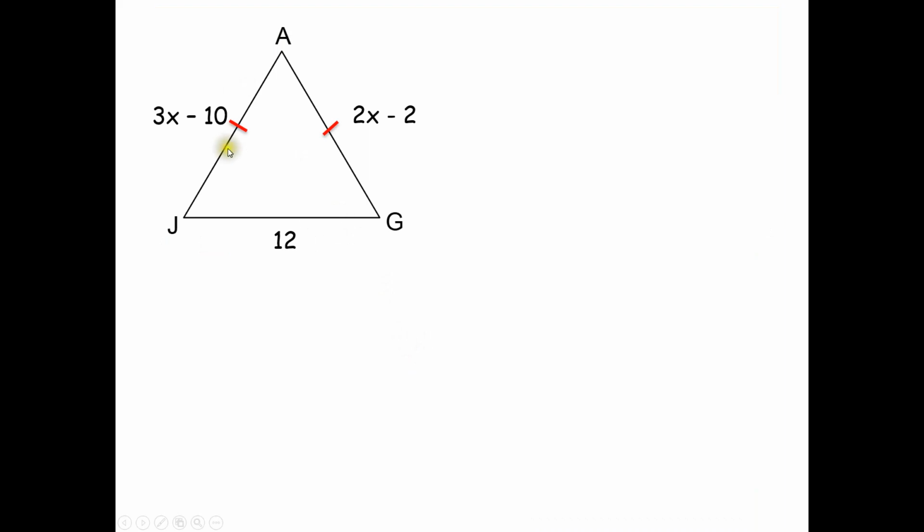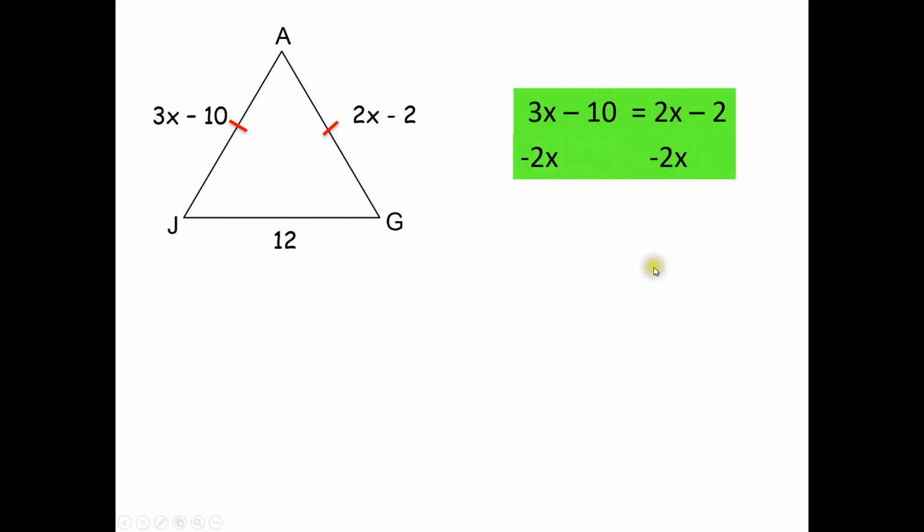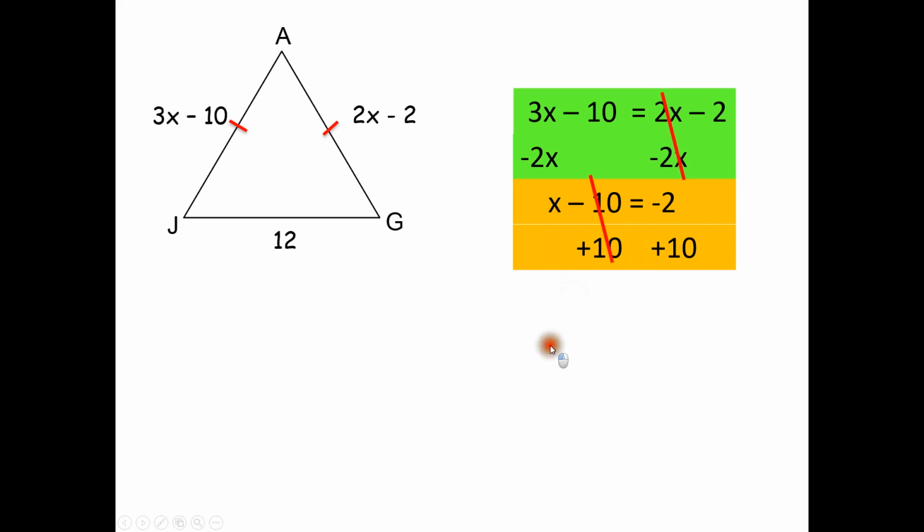Okay. This one is isosceles, right? So this is just extra information down here. Okay, so these are the two, since they're congruent, you set them equal to each other, right? So 3x minus 10 equals 2x minus 2. Get rid of the smallest x, minus 2x. It's gone. x minus 10 equals negative 2. Get rid of the minus 10, add 10, and you get x is equal to 8. Plug back in if you need to.